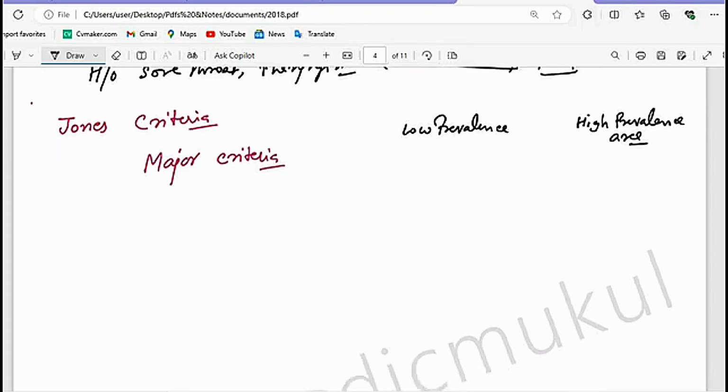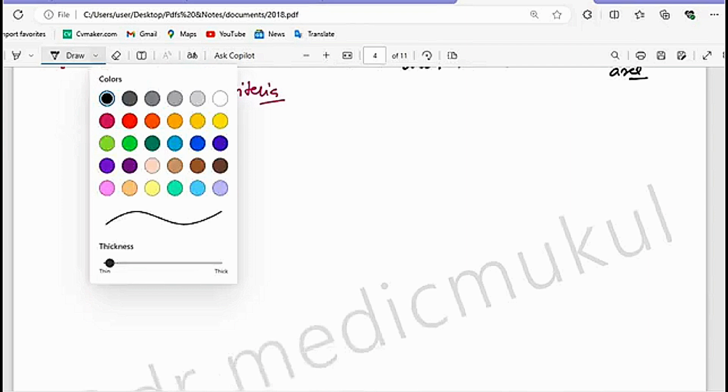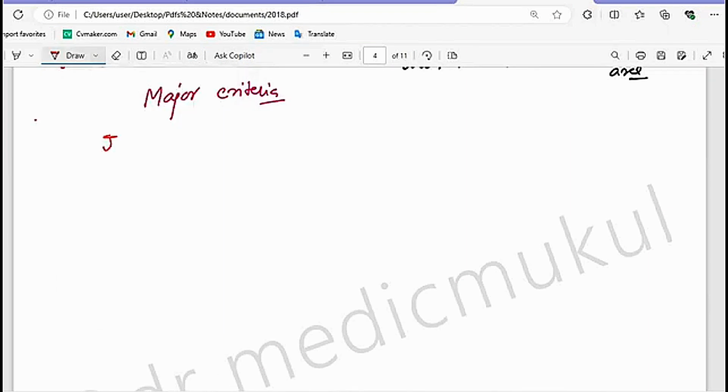For the major criteria we have the mnemonic JONES. So what is the J for? J for joint. In rheumatic fever, you will see migratory arthritis. It means that if the patient has pain in the shoulder joint, after some time the pain will migrate to the knee, and after that the pain will migrate to the wrist joint. These are the migratory arthritis.